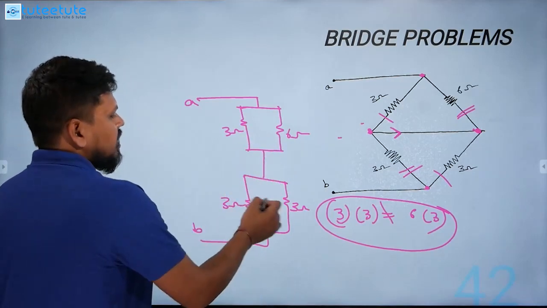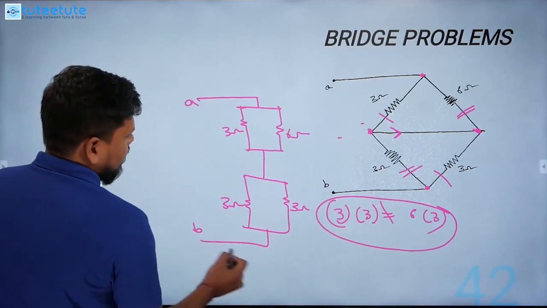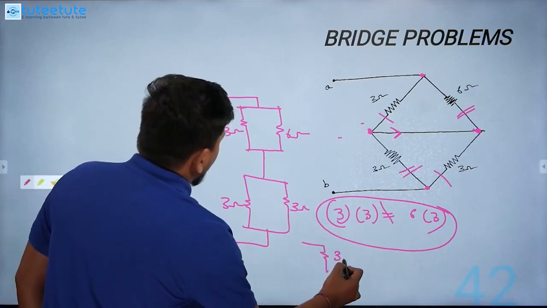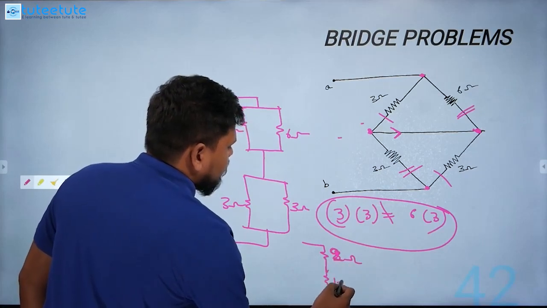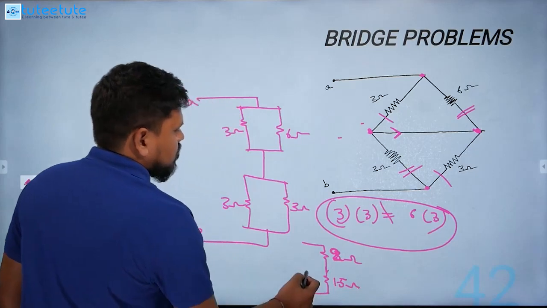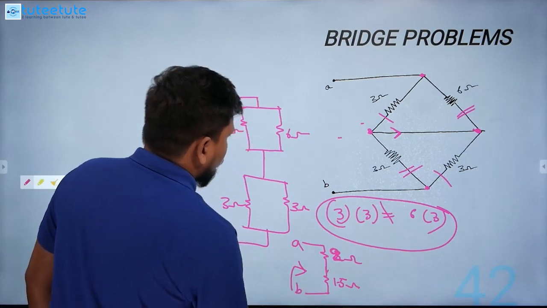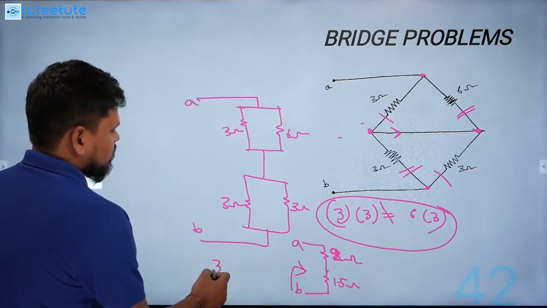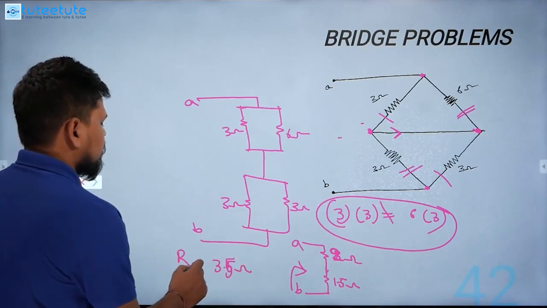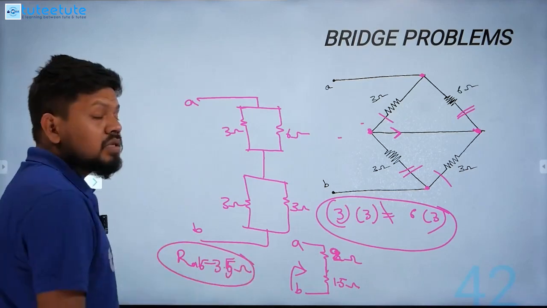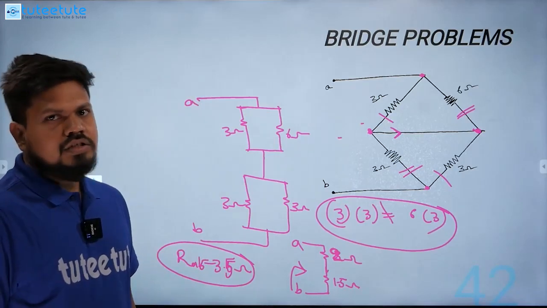2 ohms. 3 in parallel with 3, you will get 1.5. So if you take the equivalent, 2 ohms in series with 1.5 ohms, you will get 3.5 ohms. You got the answer as RAB. Understood, right? This is the answer: RAB equal to 3.5 ohms. So this is the correct answer and correct procedure.